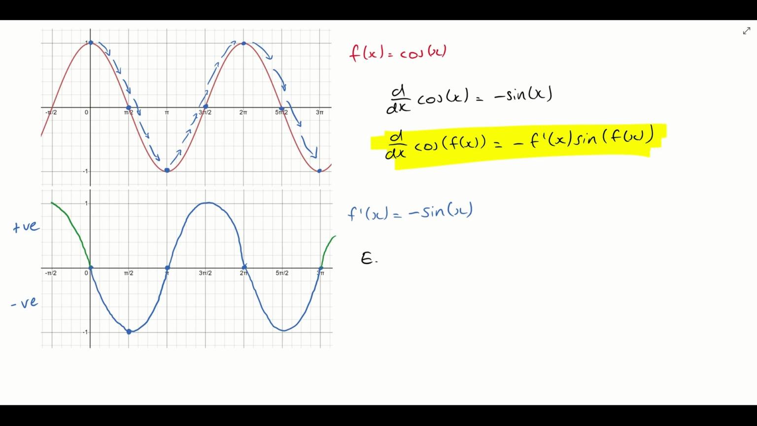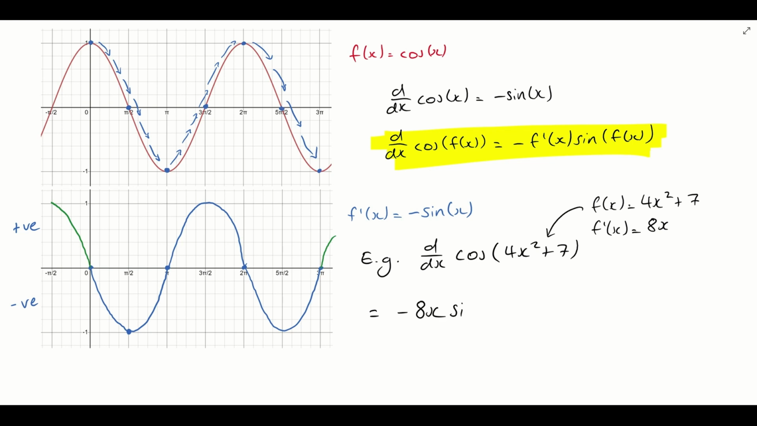And if we do a quick example, we can say that the derivative of cosine of 4x squared plus 7, okay, that is going to be equal to, well, in this case, our function of x is 4x squared plus 7. So the derivative of that function of x is going to be 8x plus 0, so 8x. So the derivative of cosine of 4x squared plus 7 is negative 8x times the sine of the original function, 4x squared plus 7. Okay, so there we have it.